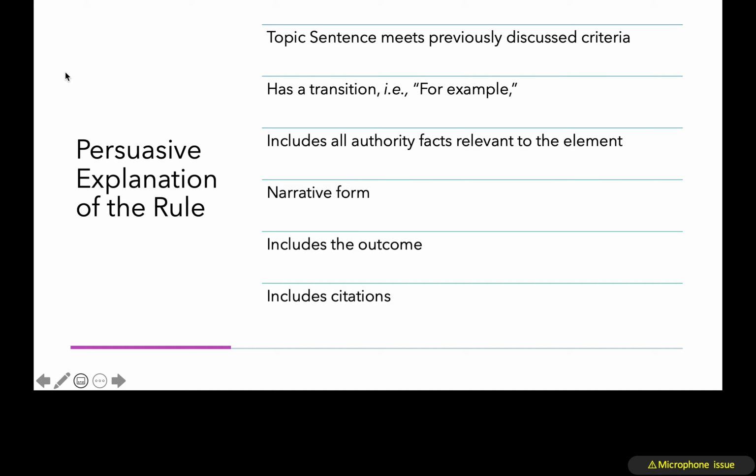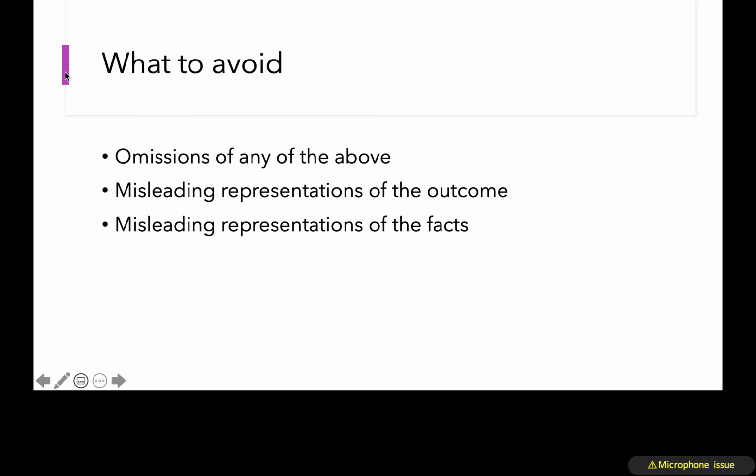So, a persuasive explanation of the rule paragraph has a topic sentence that meets our previously discussed criteria. It has a transition. It includes all the authority facts relevant to the element. It is in narrative form. It includes the outcome, and it includes citations. Part of what makes it persuasive is your credibility, which is part of the ethos of this paragraph, which is part of persuasion.